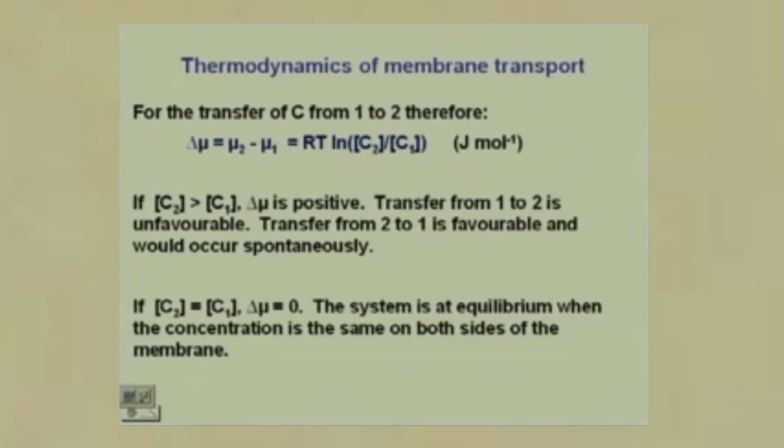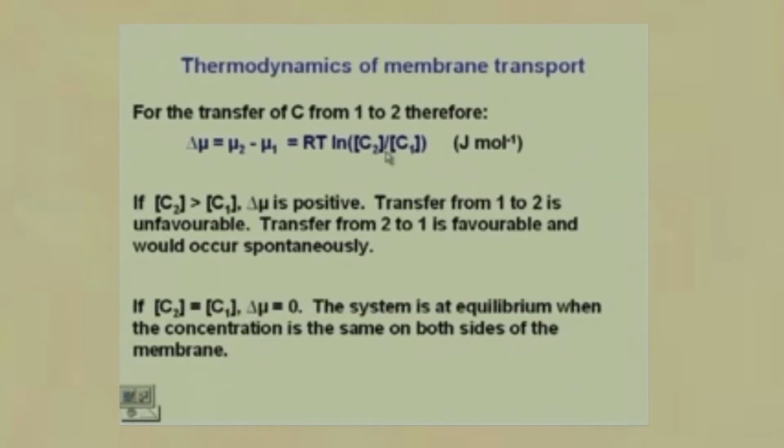Okay? We will see that very clearly when we do bioenergetics, but for now what we need to know is for the transfer, if I have C2 greater than C1, then my delta mu is positive. So, the transfer is not going to be favorable. However, if C2 is less than C1, then my ln is negative and my delta mu is negative. So, the transfer from 2 to 1 would occur spontaneously because I have a negative. And then when do I have an equilibrium? When I have the same concentrations on both sides.